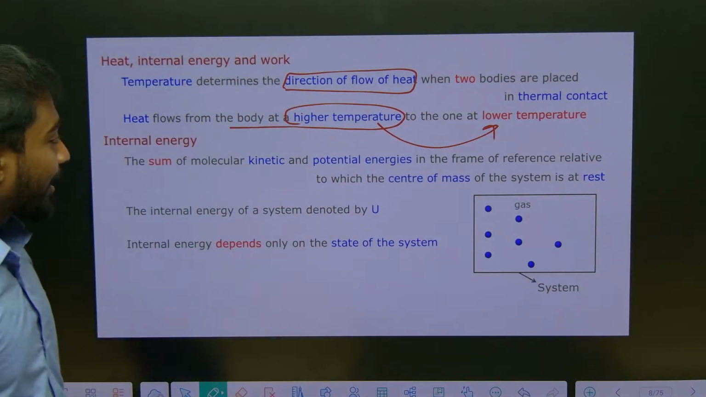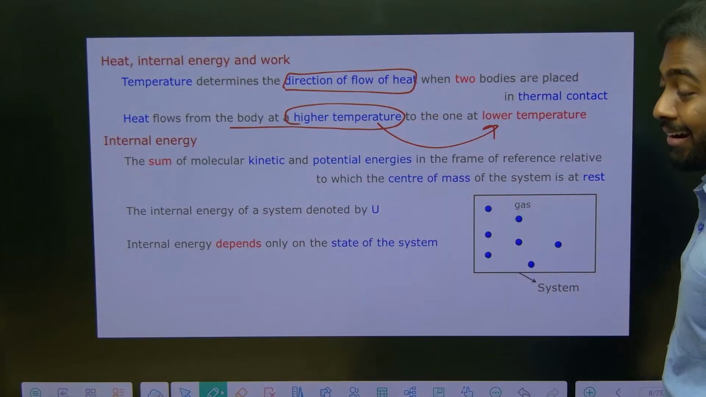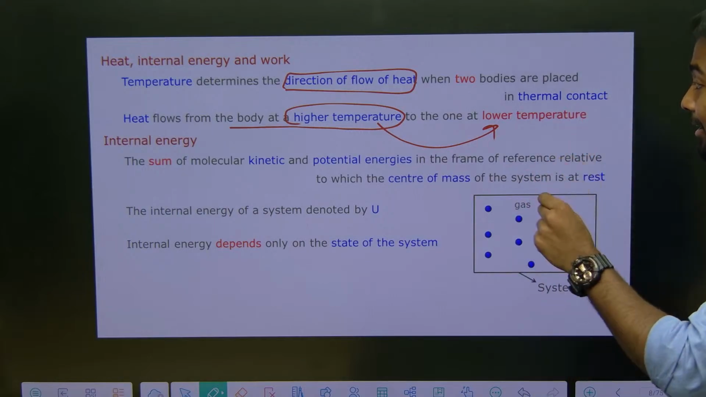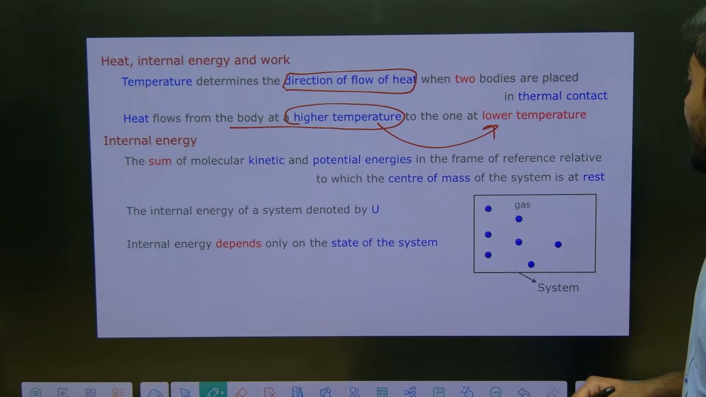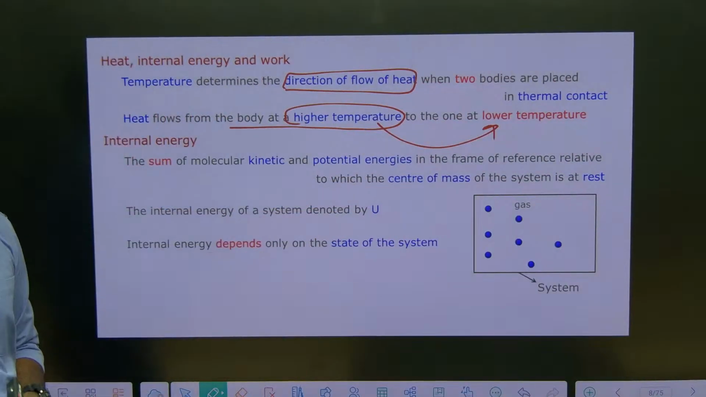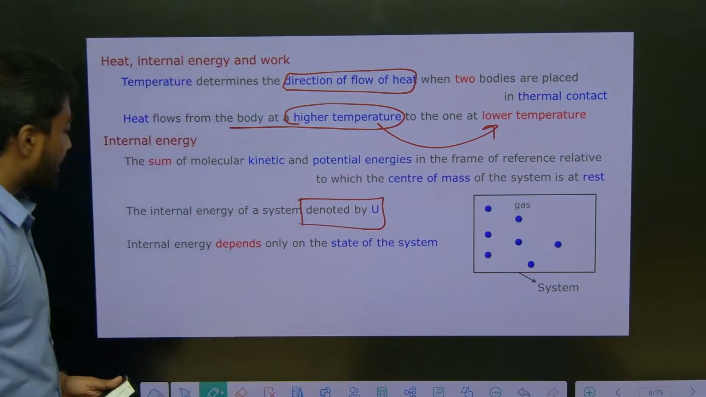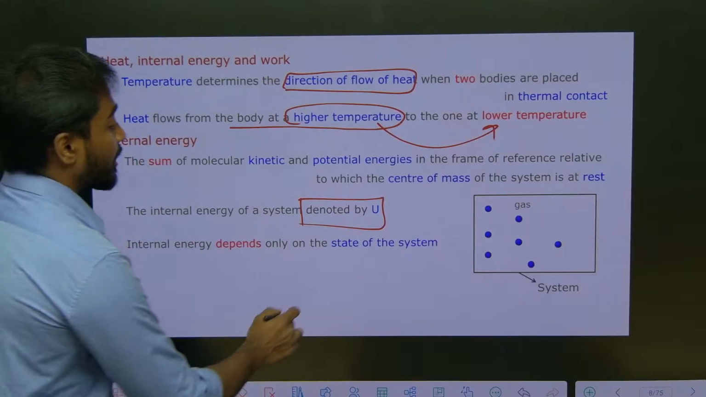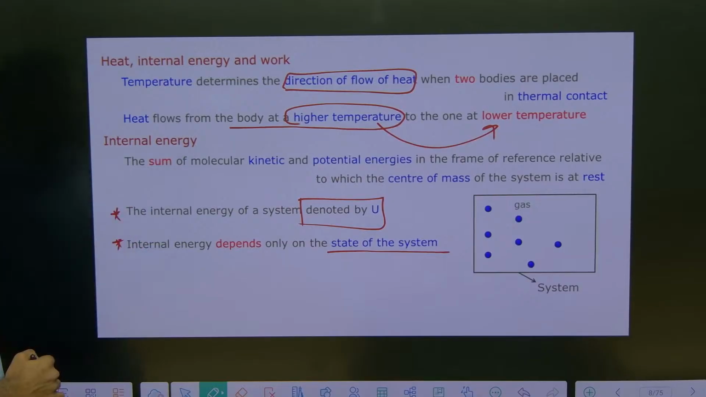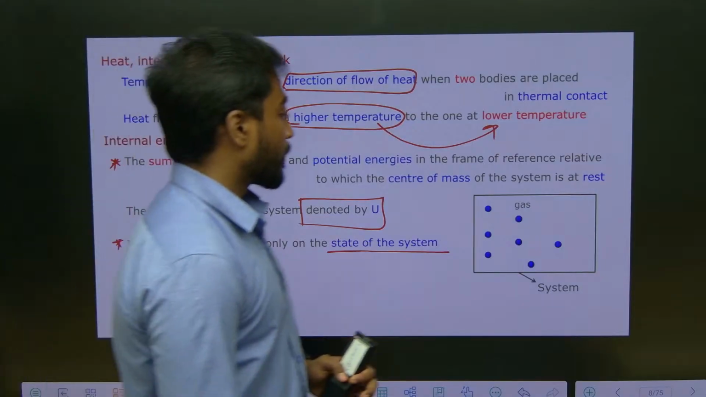So what is internal energy? Meaning of internal energy: the sum of molecular kinetic energies and potential energies in a frame of reference related to which the center of mass of the system is at rest. The internal energy is denoted by the letter U, and the internal energy depends upon the state of the system. So these two points are important. Okay, got it? Next one.